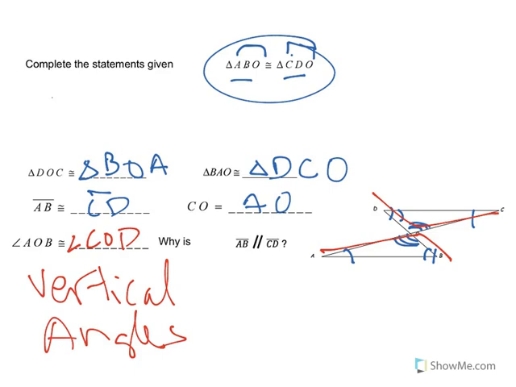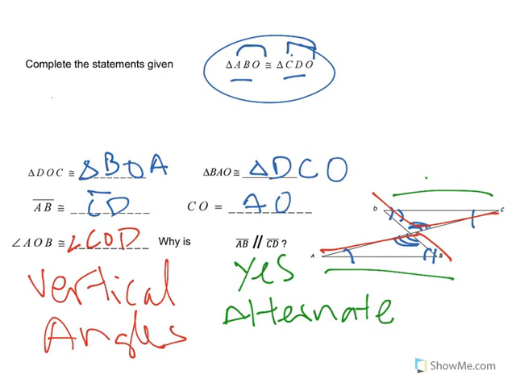And then here's another example. Let me look at our diagram. Segment AB and segment CD, are they parallel? The answer is yes, and they're parallel because of the theorem called the alternate interior angles.